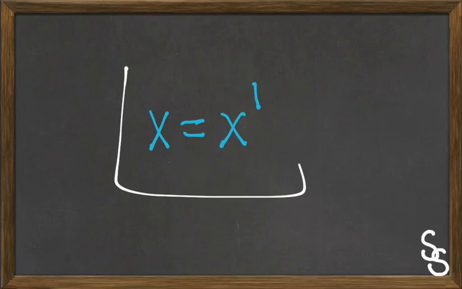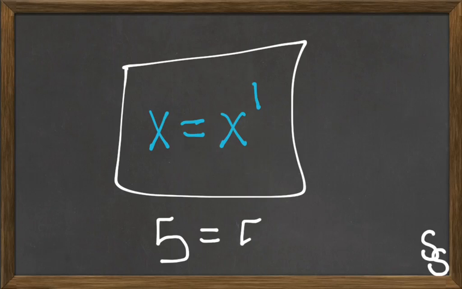Just a quick reminder here, x is really x to the 1st power, same thing as 5. There's an assumed 1 there. It works with any variable, any number. Just like whenever we have x, you can think of that as 1x, right?